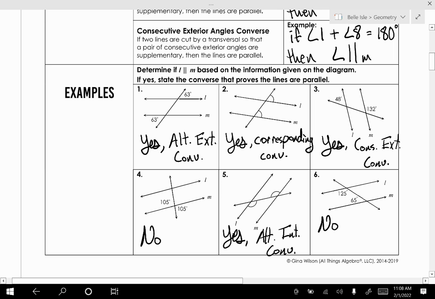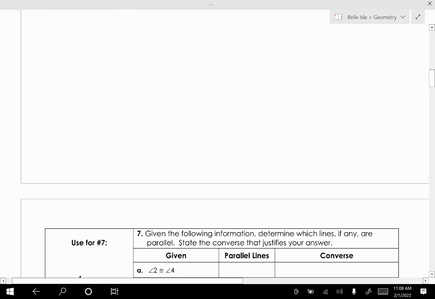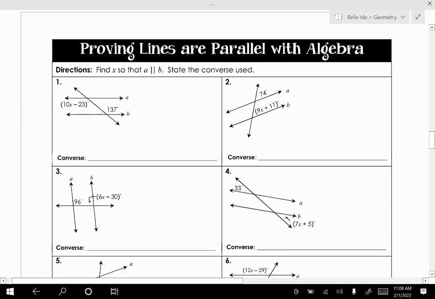Okay, let's keep going to the back. You do not have to do all of these. Actually, here's what we're going to do. We're going to skip number 7 and number 8 for right now. We will come back to one of them. So let's go ahead and go down to the transitive property, please, at the very bottom.